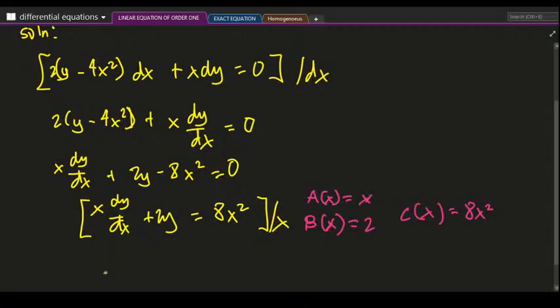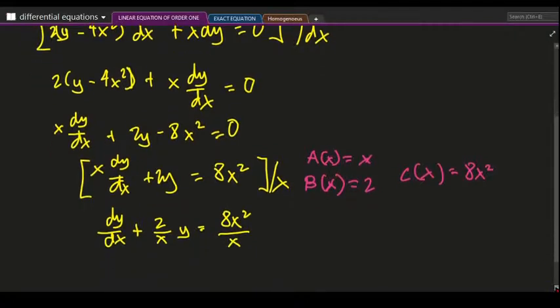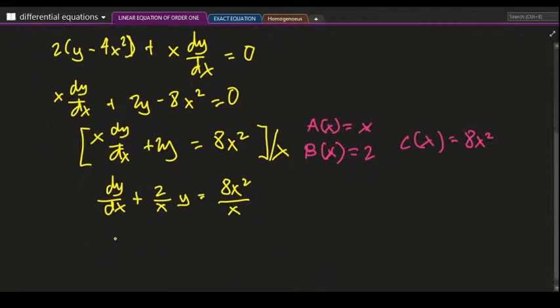We will have dy/dx plus 2xy, or you could have that one as 2y over x, but this one is just the same. Then this is 8x squared over x. Okay. Then, simplifying further, you have dy/dx plus 2xy is equal to 8x.